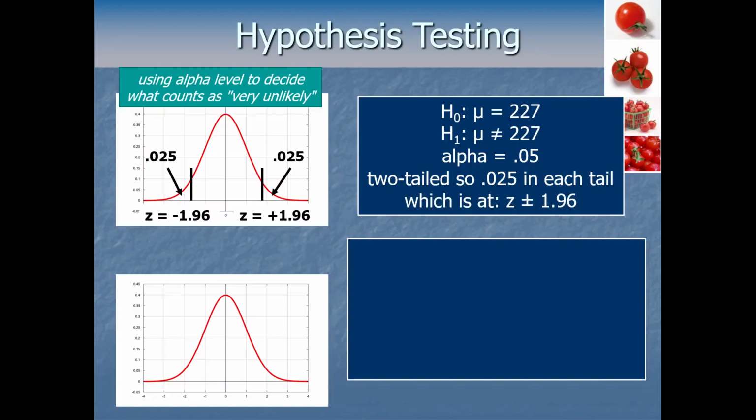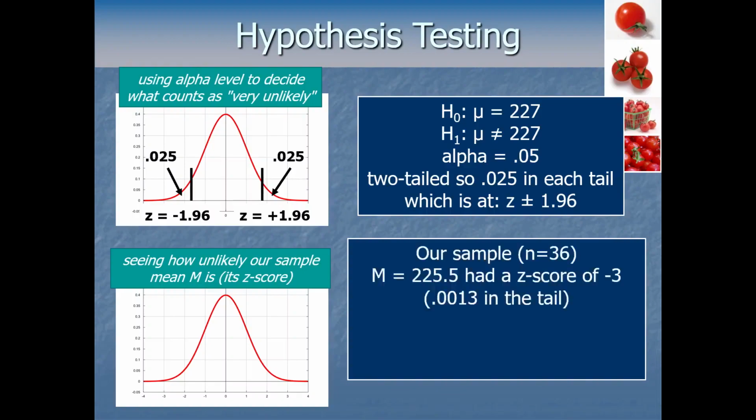Then we want to see how unlikely our sample mean is. How many z-score steps below 227 are we for our sample? Our sample of size 36 had a mean of 225.5, which again was a z-score of negative 3. You can look it up on the table, and clearly it's going to be further out. We can already tell it's going to be in the rejection region. It's more negative, so the z-score out here is clearly in the rejection region.